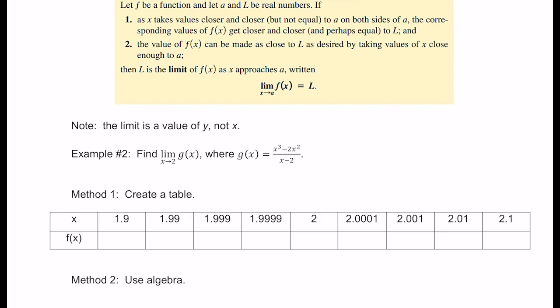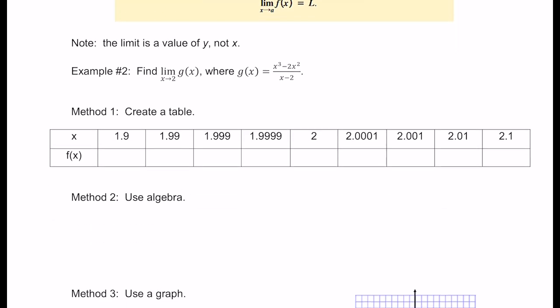Okay, let's look at another example. So here we would say the limit of g of x as x approaches 2. We want to find that where g of x equals x cubed minus 2x squared divided by x minus 2. So again, I created a table and it's set up similar, if not identical, to the last table, because we're still looking at the limit as x approaches 2. So we picked values that are close to 2 on either side.